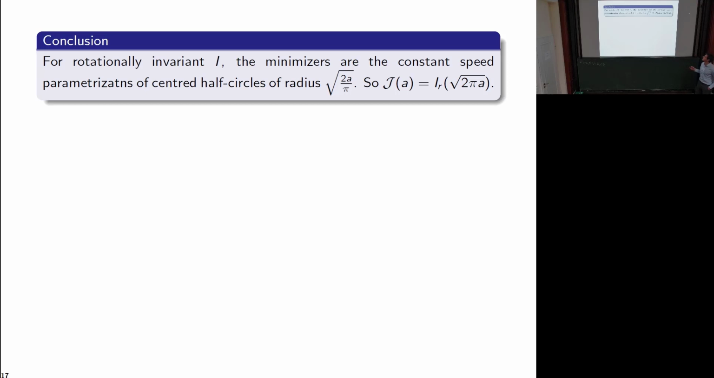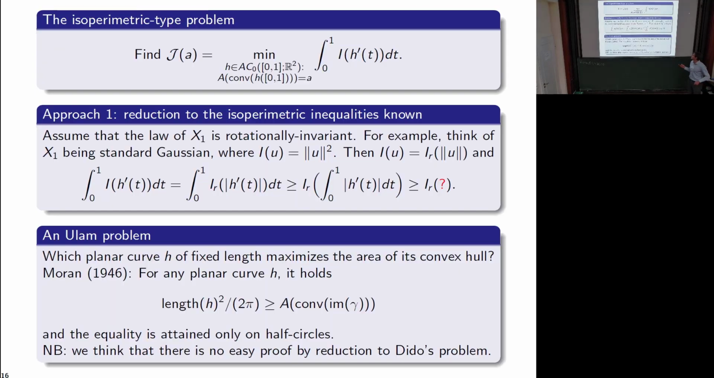And then when you plug the thing back in, you get the initial answer: if the distribution of increments is rotationally invariant, then the minimizers, the optimal curves which maximize the area, are parameterizations of half circles of a certain radius, and you need to move with constant speed in order to have equality in the Jensen's inequality, which I showed you. So that's a clear idea, and you can work the things out. So here we do the rotationally invariant case. Maybe you can just cover some linear transformations.